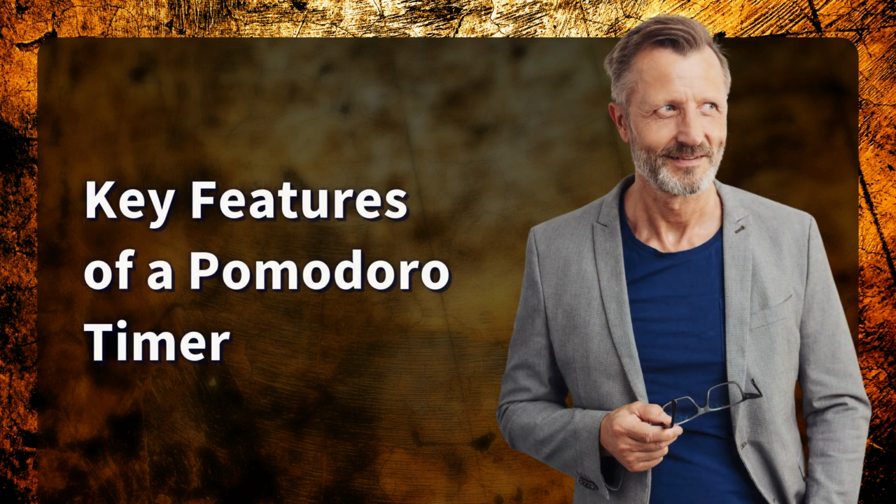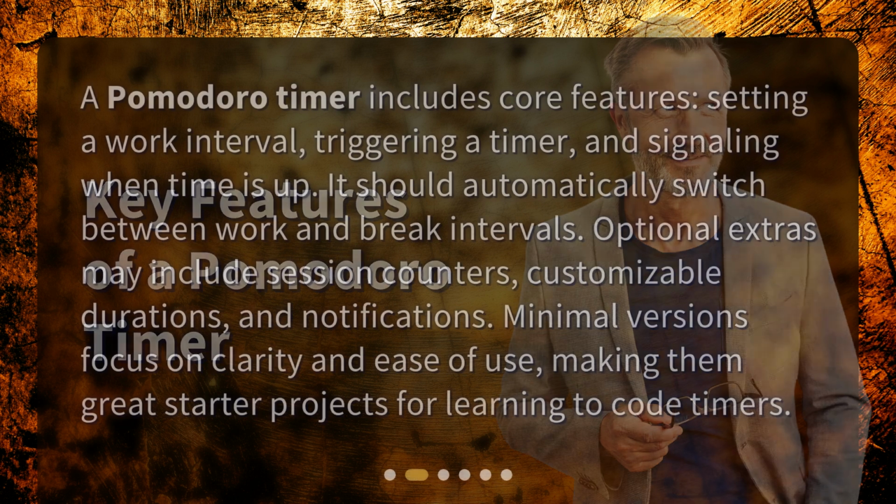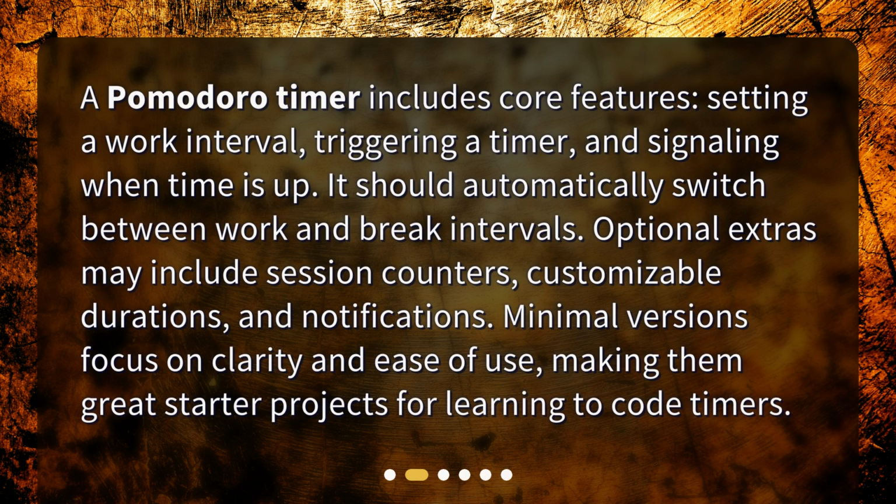Key features of a Pomodoro timer. A Pomodoro timer includes core features: setting a work interval, triggering a timer, and signaling when time is up. It should automatically switch between work and break intervals. Optional extras may include session counters, customizable durations, and notifications. Minimal versions focus on clarity and ease of use, making them great starter projects for learning to code timers.